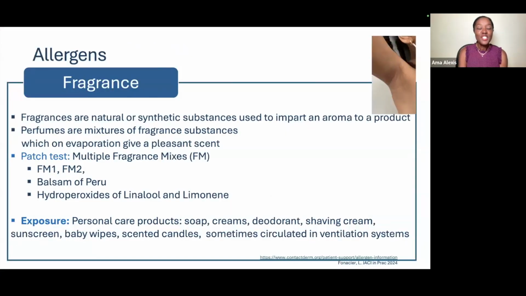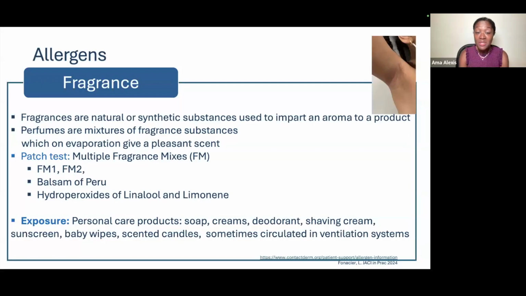All right, fragrances. So fragrances are natural or synthetic substances, and they're really used to impart an aroma to a product, usually a nice one. Perfumes are then mixtures of fragrance substances, which on evaporation release a pleasant scent. So it turns out on the patch test there are multiple fragrance mixes. We have fragrance mix number 1, fragrance mix number 2, balsam of Peru, and then the new kids on the block are hydroperoxides of linalool and limonene.